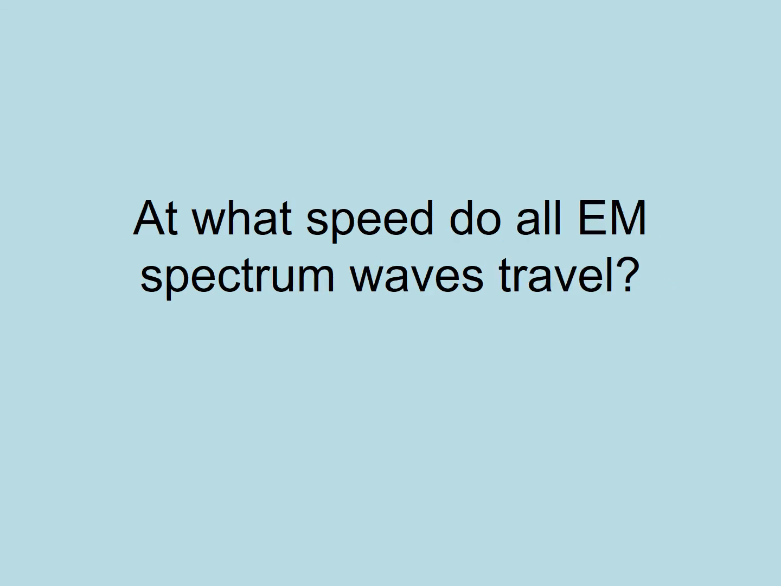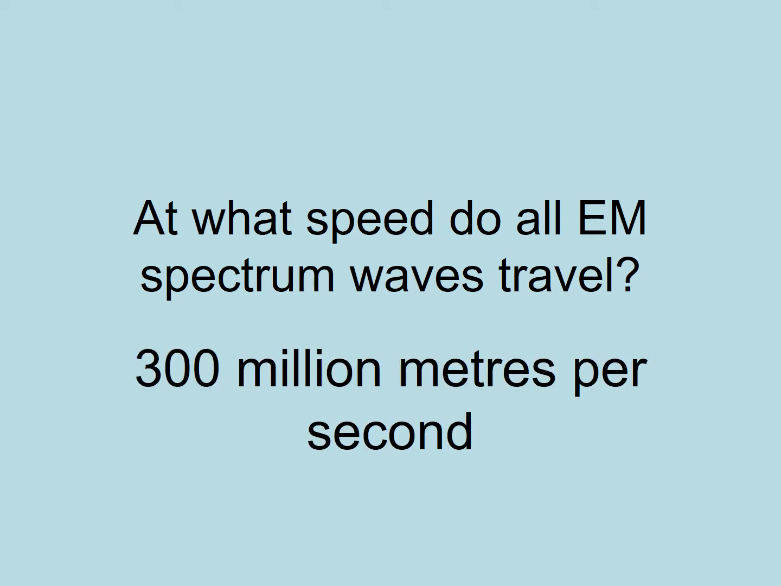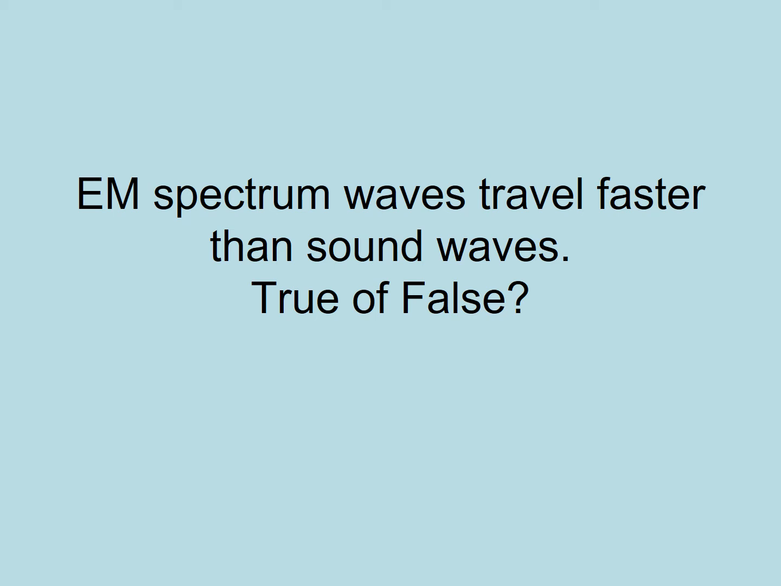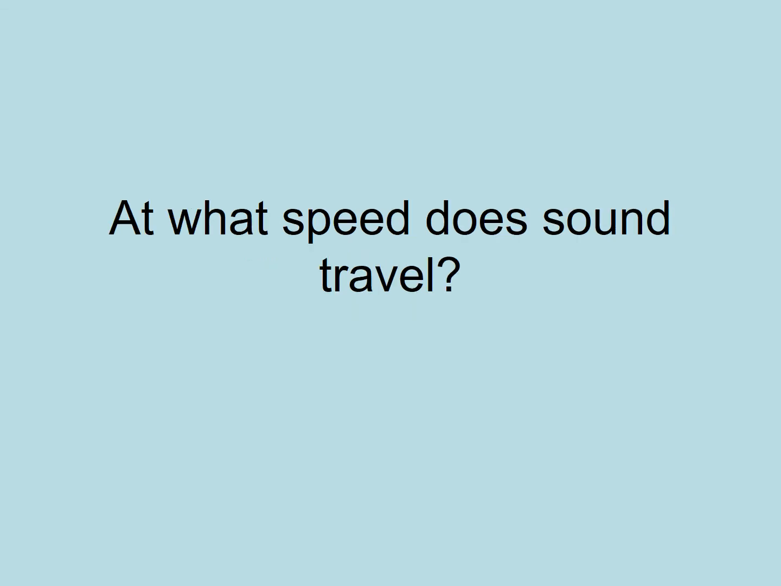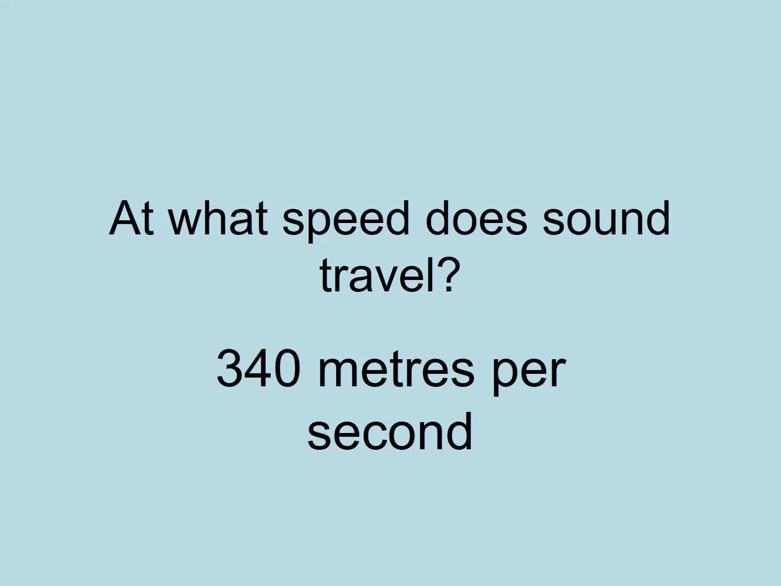At what speed do all EM spectrum waves travel? Well, the speed of light, which is 300 million metres per second. The EM spectrum waves travel faster than sound waves. True or false? True. Do you remember the speed that sound waves travel? 340 metres per second.